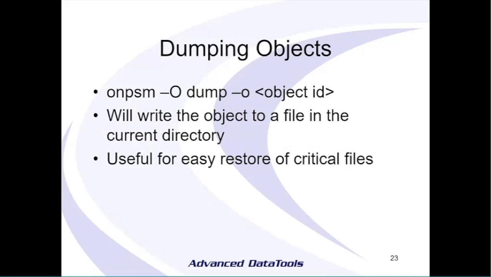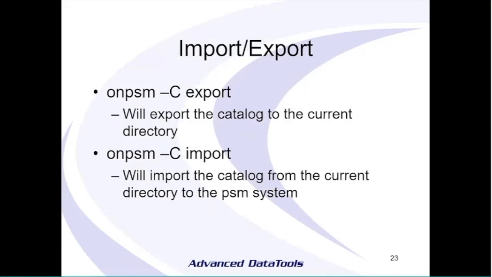To actually import and export the catalog, you can use the onPSM-C export, and I will tell you it only goes to the current working directory. And then once that's there, you can copy that, back it up, whatever you want to do. And if you need to restore, you can use the onPSM-C import. It'll look for the same directory in the current working directory. So let me see if the backup is completed.